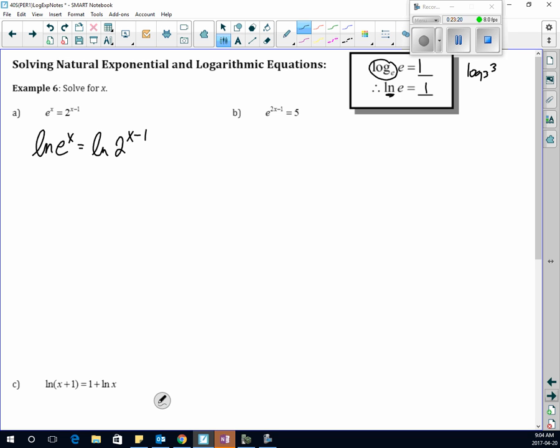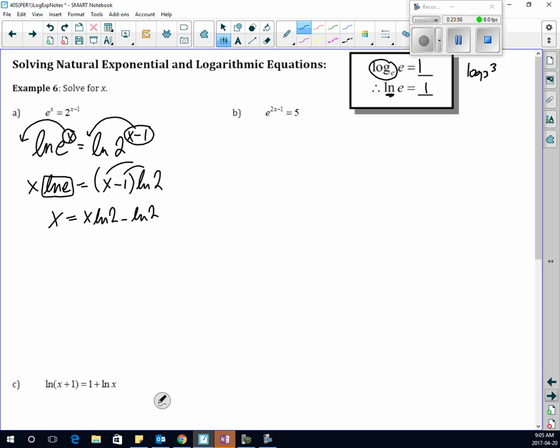Now, if we use the log theorems, that means the x goes in front, and this goes in front. Is everybody good with that? So then I get x ln e equals bracket x minus 1 ln 2. Everybody good so far? We just finished saying, what is this equal to? 1. It goes away. Some people, after you do this a couple times, as soon as they ln this side, they'll just go directly to x, because they know that's what happens, right? And then of course on this side you get x ln 2 minus ln 2. I multiplied this out, right?